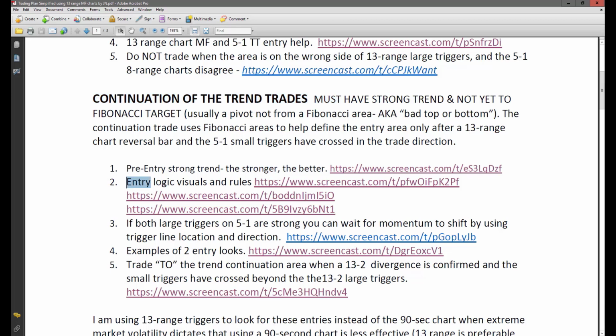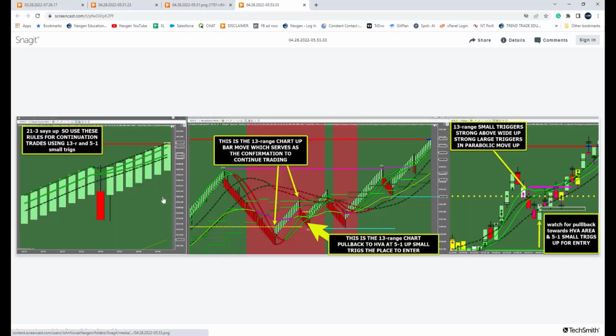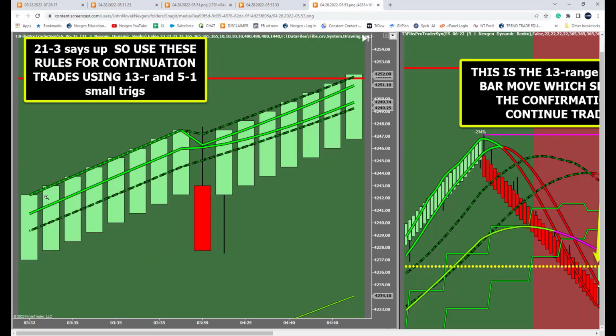So here's the entry logic for a continuation trade. It's really simple. First things first, you have to be able to say we should go up, and we should go up to here. And if you can't say that confidently, then you can't do a continuation trade. So it's really important that you're able to define this. And usually a continuation trade comes after a trend trade loser. So you almost always have to lose.